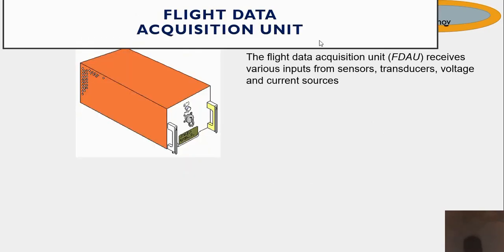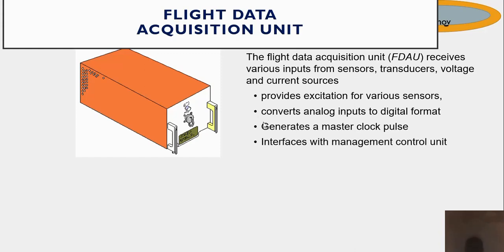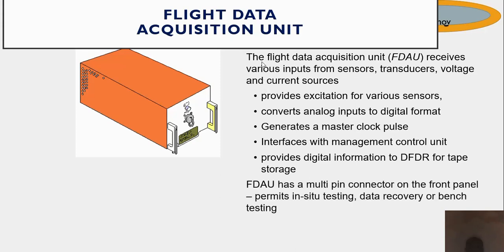Flight data acquisition unit. This receives various inputs from sensors, transducers, voltage, and current sources. It provides excitation for various sensors. It converts analog inputs to digital format. It generates a master clock pulse. It interfaces with the management control unit. It provides digital information to the digital flight data recorder for tape storage.